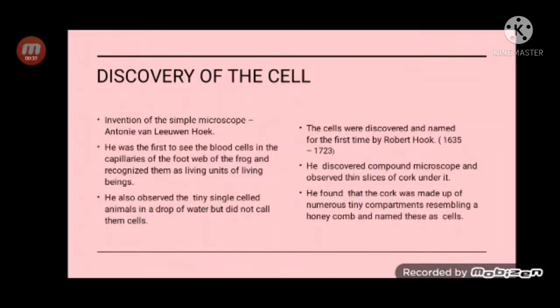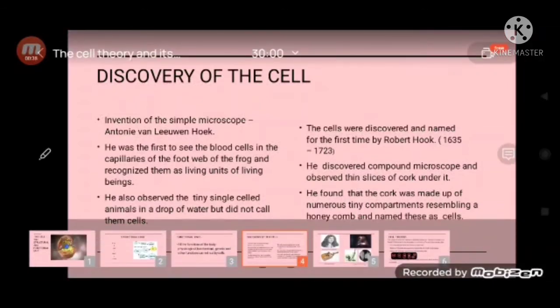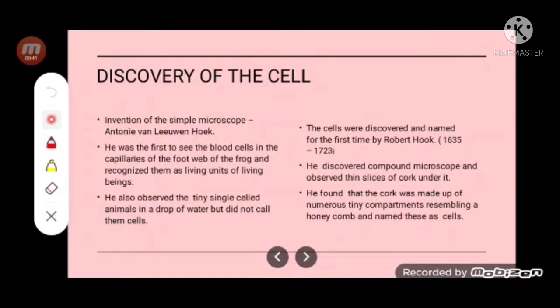Now, discovery of the cell. How the cells got discovered. First, a scientist named Antony van Leeuwenhoek invented the simple microscope. Then what happened, children? He was the first to see blood cells in the capillaries of the foot web of the frog and recognized them as living units of living beings.